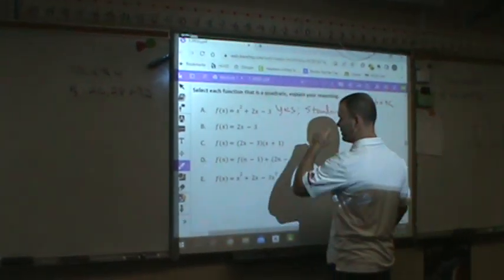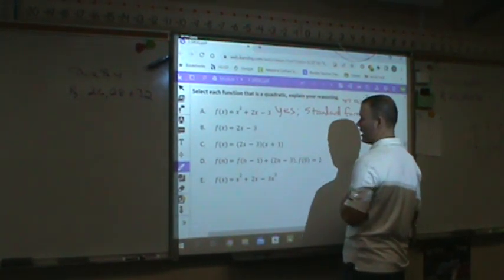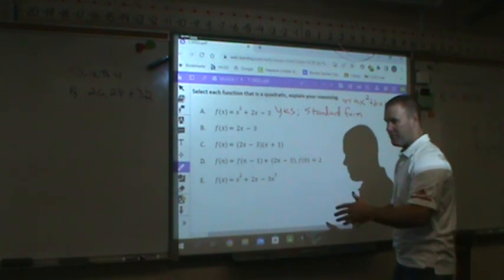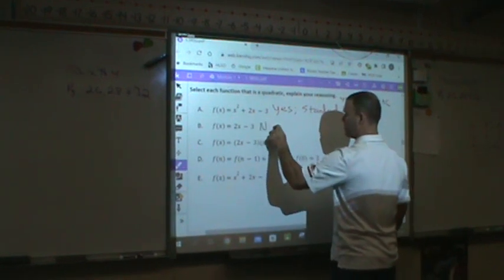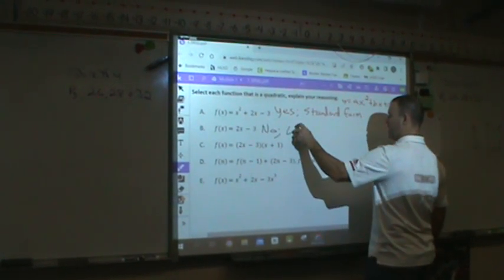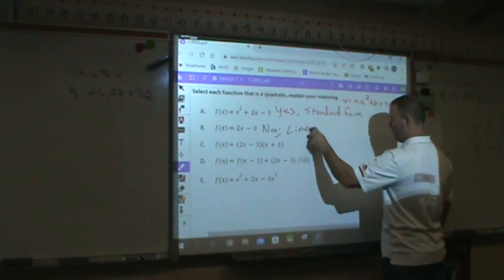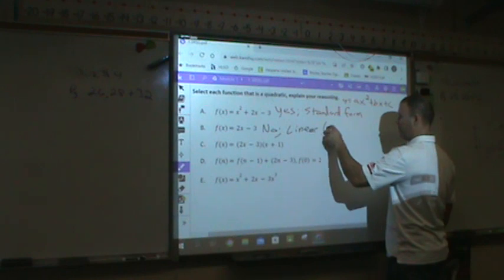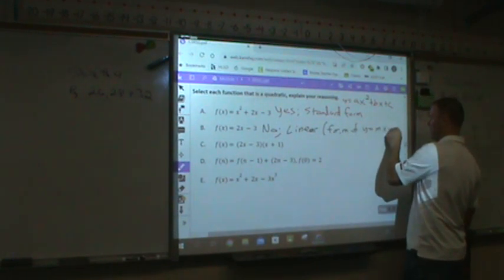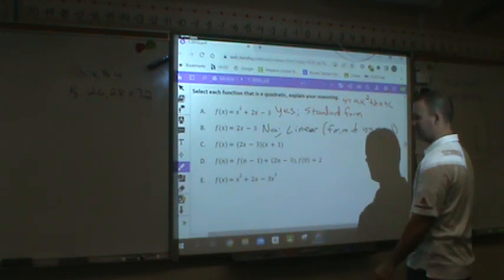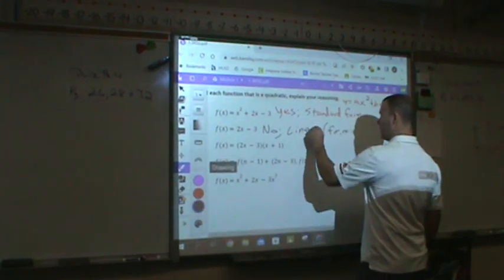You might look at this and think, well, what form is it? If x squared is a quadratic, and many equations have many different forms, so it's hard to tell sometimes when we look at the equation. But the answer to this one here is no. This is a linear function, and it takes on the form of y equals mx plus b. Okay, so that's why that's linear.